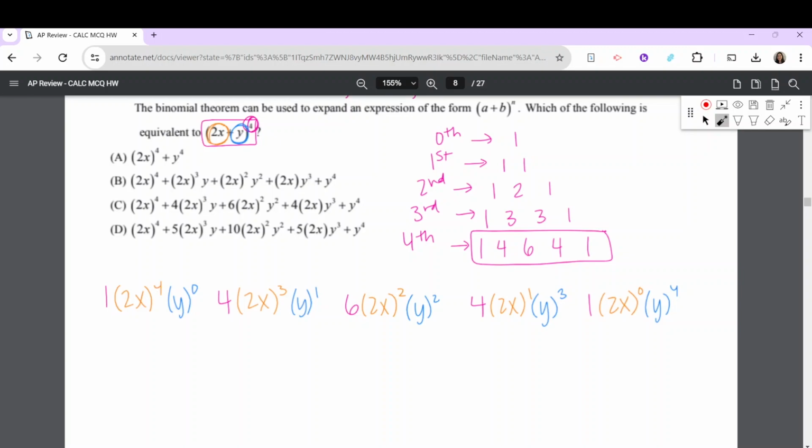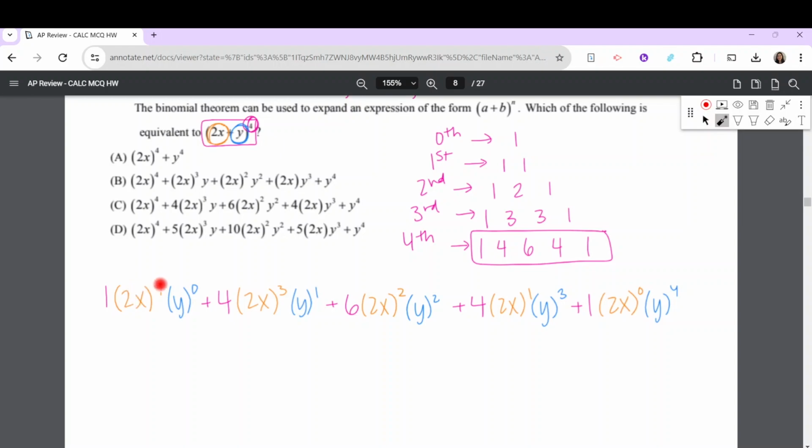So just a quick little thing you can check yourself. The degrees of your first term and second term, whatever power you're raising it to, should always add up to 4 in this case, because we're raising it to the 4th power. So notice 4 plus 0 is 4, 3 plus 1 is 4, 4, 4, 4. So we're adding all of these terms together, so we can put a little plus sign between them.